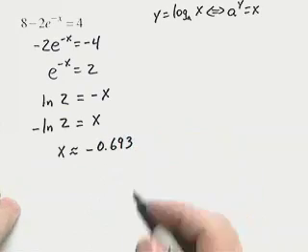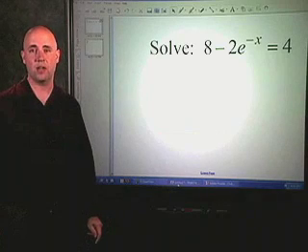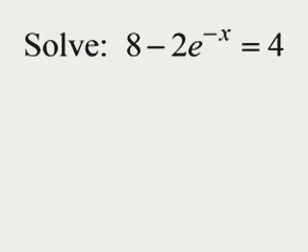0.693. Now that we've solved this equation algebraically, let's move to our Smartboard interactive whiteboard and solve it using a graphing utility. We're going to solve the equation 8 minus 2 e to the negative x equals 4. Since we have expressions on both sides of the equation, we're going to enter the left side as y1 and the right side as y2.